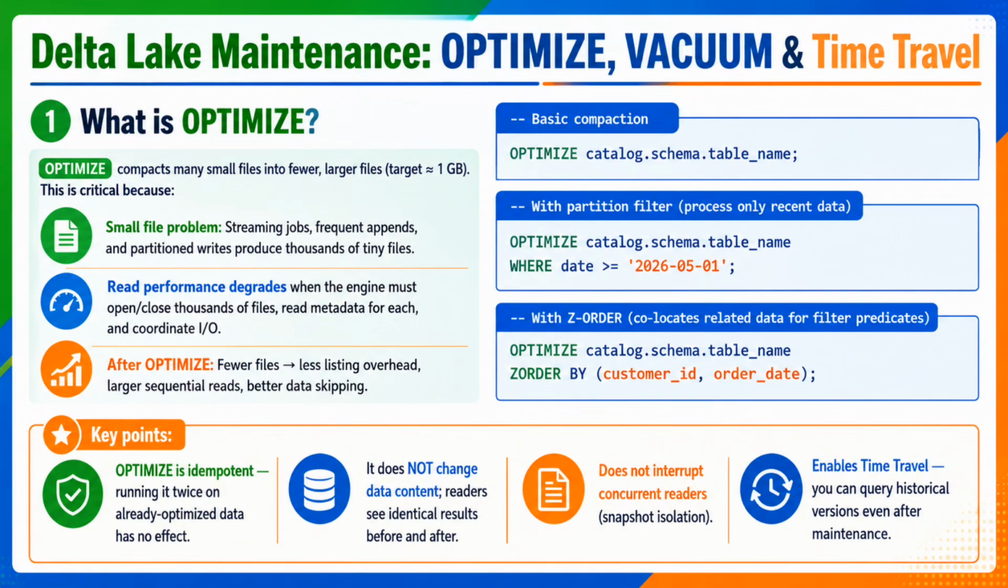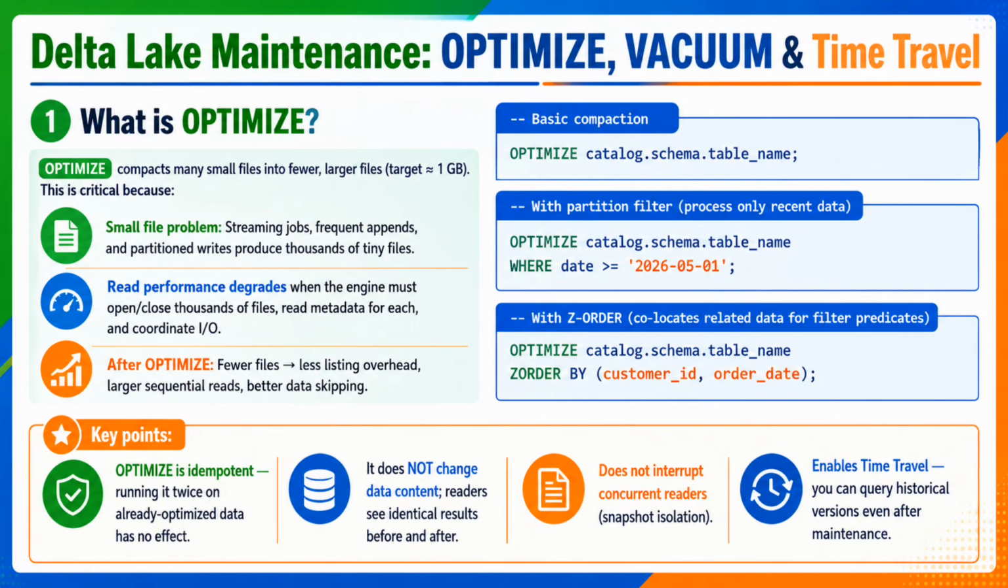Benefits of Optimize. After running Optimize, these many small files are compacted into fewer, larger files. This provides several benefits. First, there is less file listing overhead. Second, the engine can perform larger and more efficient sequential reads. And third, Optimize can improve data skipping efficiency, helping queries find the data they actually need more efficiently.